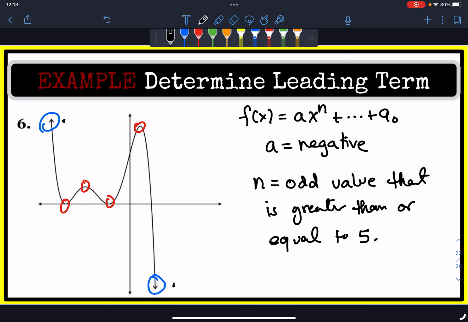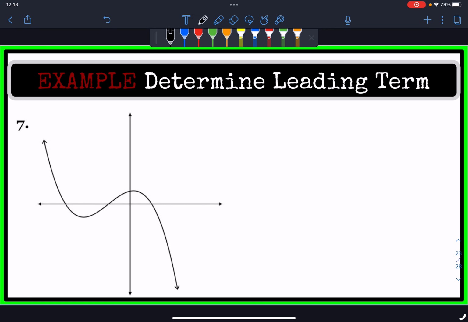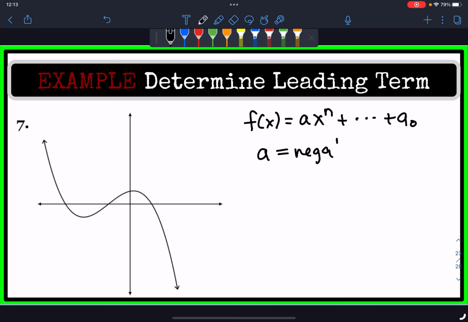Let's do 2 more examples. Let's try this example next. Pause the video and determine again the degree and the leading coefficient. So let's check your work. So since f of x again is a polynomial function, we know that we have something that looks like this. And a is going to be a negative number because the two ends are pointing again in opposite directions. This graph is decreasing. Of course, it goes up a little bit, but then eventually it goes down again. So this is decreasing. So that means that the value of a is negative.